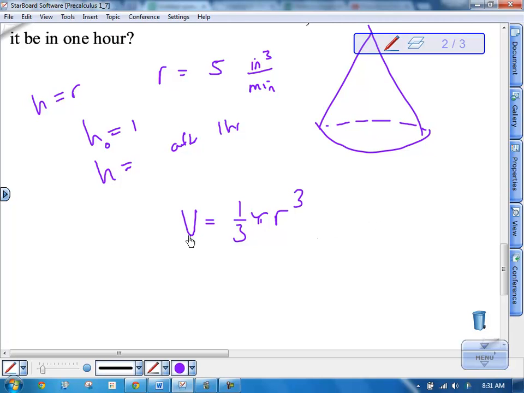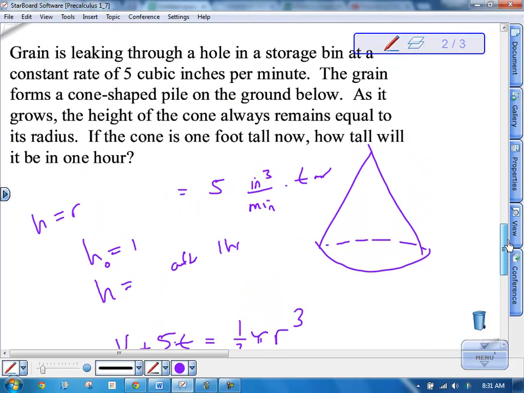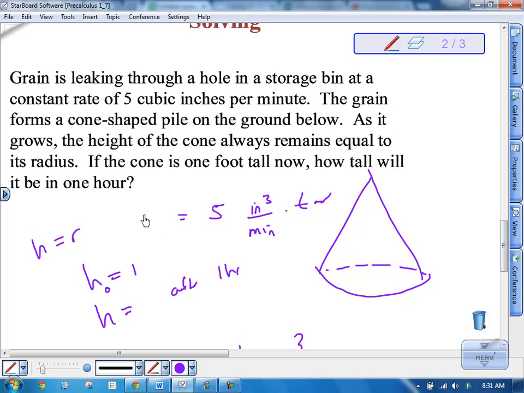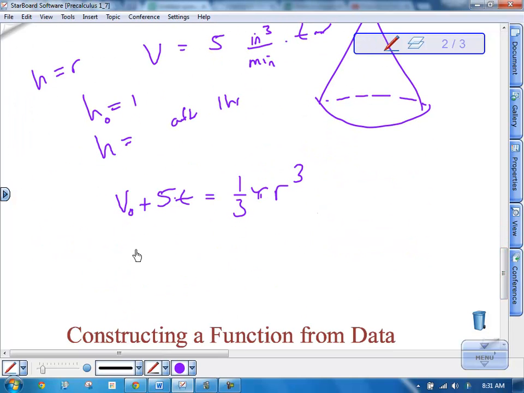Now the initial volume I'll find. I know the volume's changing, so the initial volume plus a rate of 5 cubic inches per minute. If I multiply by t, time in minutes, the minutes would cancel and I get a volume increase. The volume is increasing at a rate of 5 cubic inches per minute, so if I multiply that by time, that will give me a volume increase.